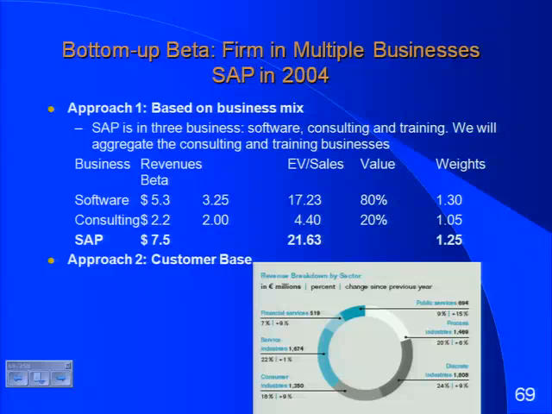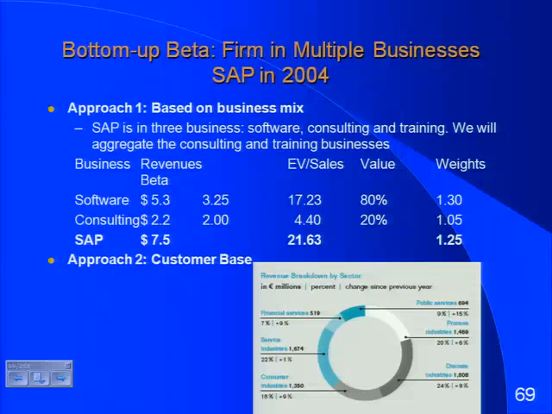Those then are used to come up with the weights. So 17.23 divided by 21.63 is 80%. 4.4 divided by 21.63 is 20%. The way I see it, SAP is 80% software, 20% consulting. Those are the unlevered betas I got for the businesses based on the comparable companies. I took a weighted average. Weighted average bottom-up beta for SAP is 1.25. That's a fairly conventional beta estimate based on businesses.